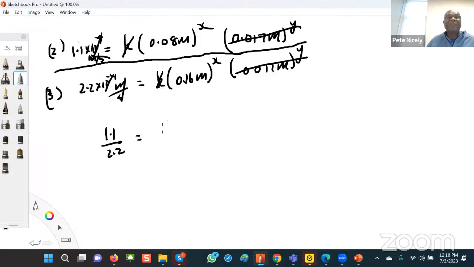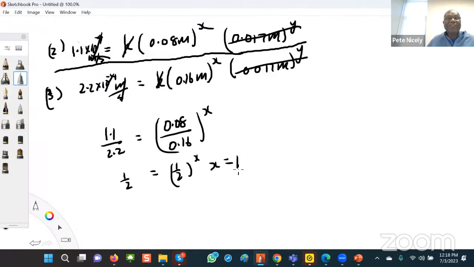And that would be equal to 0.08 divided by 0.16, both raised to the x, right? And therefore, this would be 1 over 2 raised to the x, which means that x would be equal to 1. So in this particular case, it turns out that the order of the reaction with respect to each reactant would be 1, all right? Okay, so I don't think I need to erase this. I think I can continue over here.